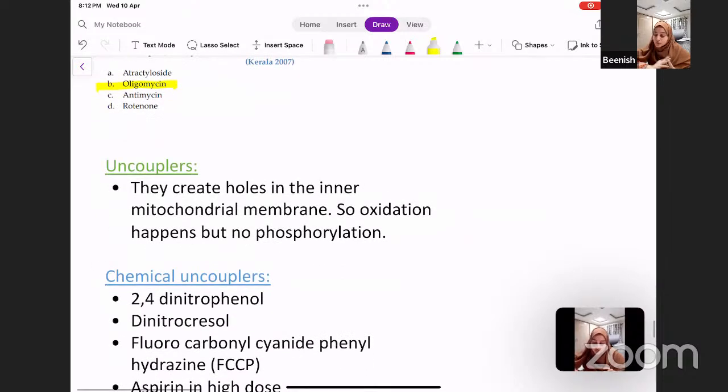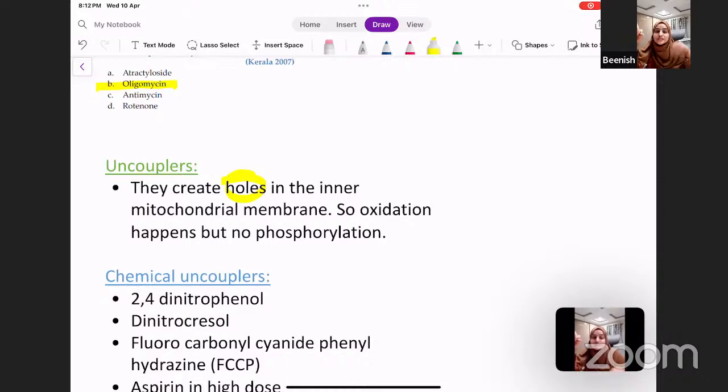Now, moving on to uncouplers. What are uncouplers? The uncouplers create holes in the inner mitochondrial membrane. So oxidation happens, but no phosphorylation is taking place. We have seen that there was a potential gradient. Your protons were accumulating in the intermembrane space, and that positive charge accumulated there was creating a potential difference, due to which the protons were then entering the matrix through your complex 5.